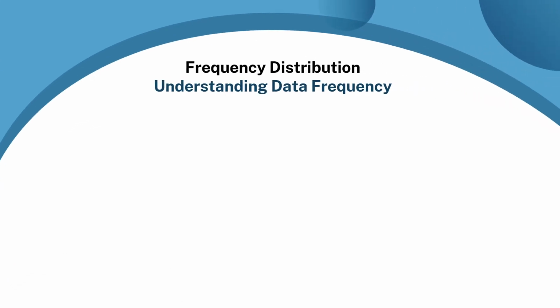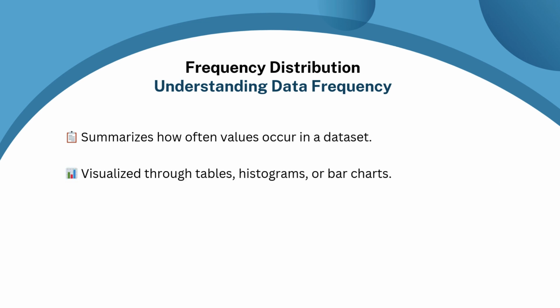3. Frequency distribution. Finally, frequency distribution tells us how often each value occurs in the data set. This is typically presented visually through tables that summarize the frequencies of values. Histograms and bar charts show the distribution of data visually, making patterns easy to spot.